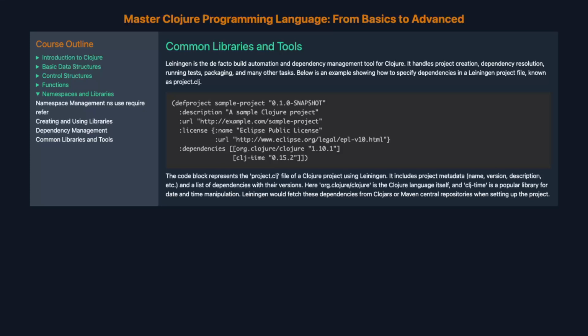The code block represents the project.clj file of a Clojure project using Leiningen. It includes project metadata, name, version, description, etc., and a list of dependencies with their versions. Here, org.clojure/clojure is the Clojure language itself, and clj-time is a popular library for date and time manipulation. Leiningen would fetch these dependencies from Clojars or Maven Central repositories when setting up the project.